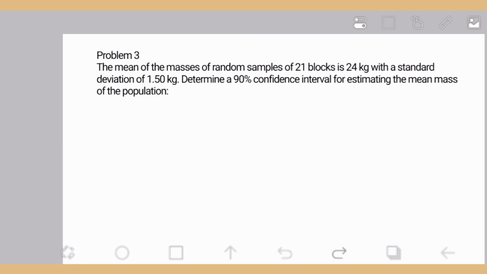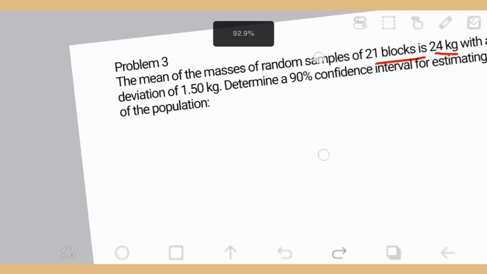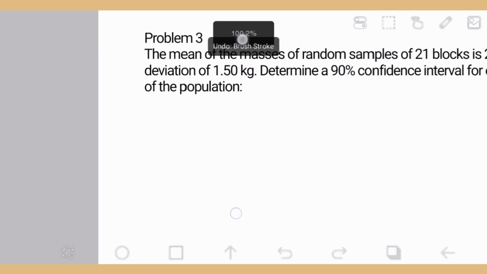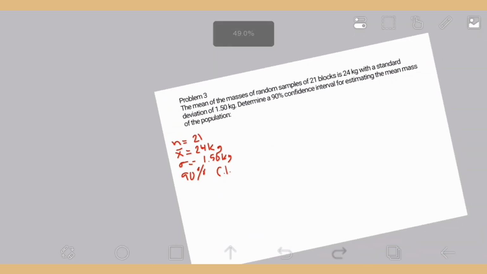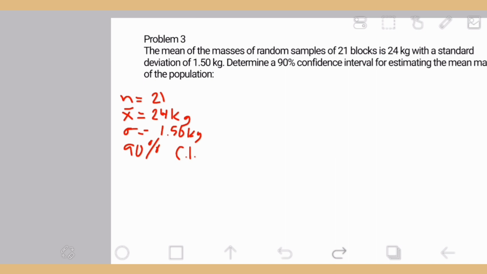So, right off the bat, we have here 4 numbers, which will be our given. We have 21 blocks for our sample size, 24 kilograms for our mean, 1.50 kilograms for our standard deviation, and 90% for our confidence interval. So let me write that real quick. Okay, so with these values, we can now solve for our critical value.